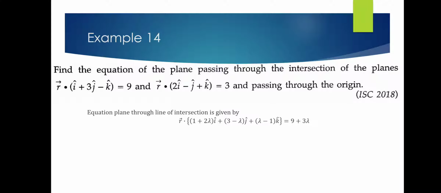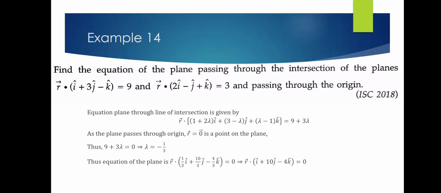Now it is told that it passes through the origin. So as it passes through the origin, I will have 9 plus 3 lambda equals 0, right? The whole thing becomes 0 on the left hand side. So lambda is equal to minus 1 by 3, and then let me just put it back. So the equation of the plane is r vector dot i plus 10j minus 4k equals 0. Right? So actually you are making use of all the different concepts of vector algebra here. There is nothing different that you are using. It's just that you have to remember and understand what to apply where.